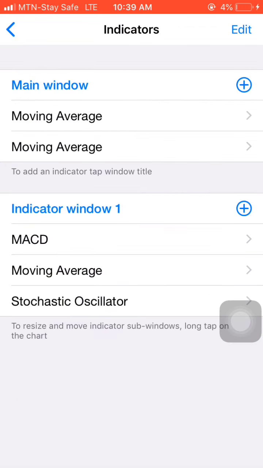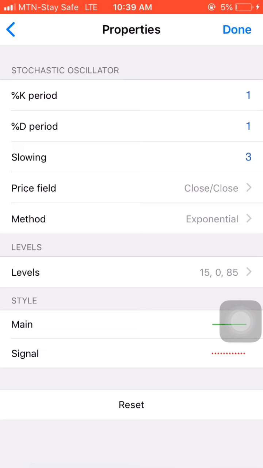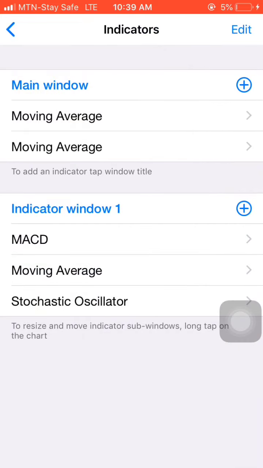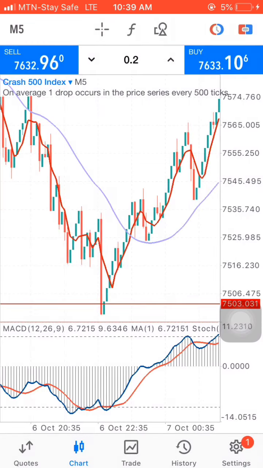And the last one you're adding, although it's not going to show on the indicator window, is the stochastic oscillator. The %K period is 1, the %D period is 1, the slowing is 3, price field close, method exponential, the levels 15, 0, and 85. You can use any color and any pixel you wish, and when you're done, you click on done, go back, and wait for your spike, to wait for a position to scalp.